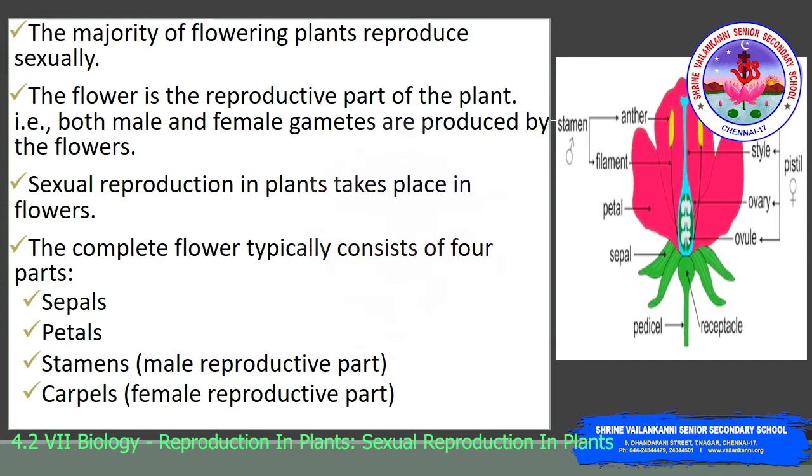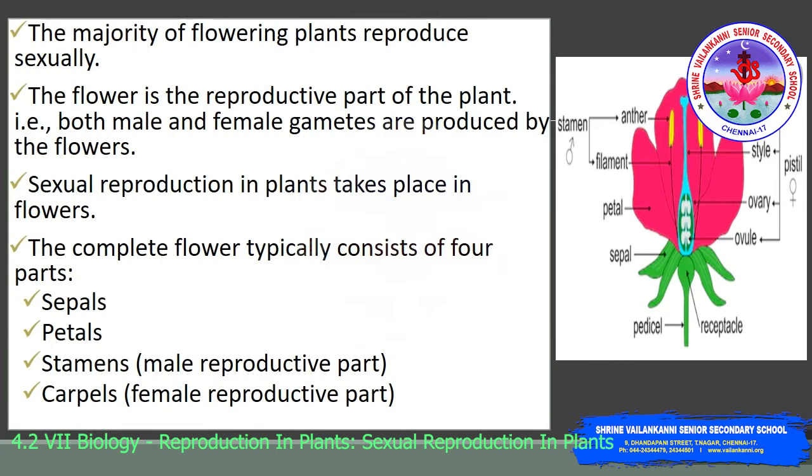The majority of flowering plants reproduce sexually. The flower is the reproductive part of the plant. That is, both male and female gametes are produced by the flowers. Sexual reproduction in plants takes place in the flower.